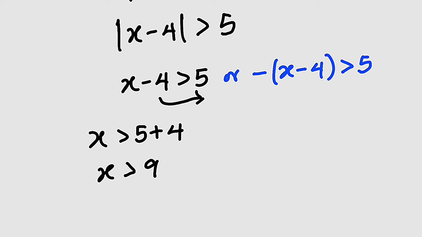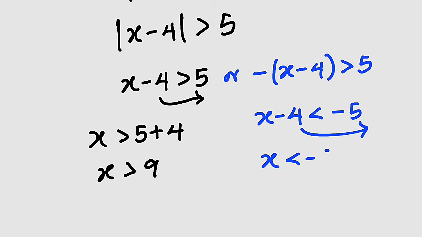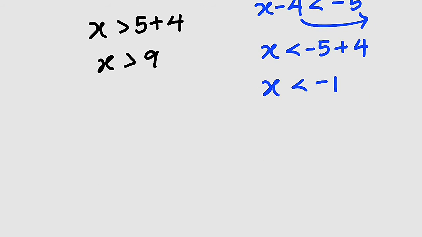Then the other one, if we multiply both sides by negative, we have x minus 4 less than -5. Because if you multiply or divide both sides of an inequality by a negative number, the direction of the inequality will change. So we're going to take this to the other side. We have x less than -5 plus 4. And finally, x is less than -1. What does this imply? It means that x can be greater than 9 and also less than -1.